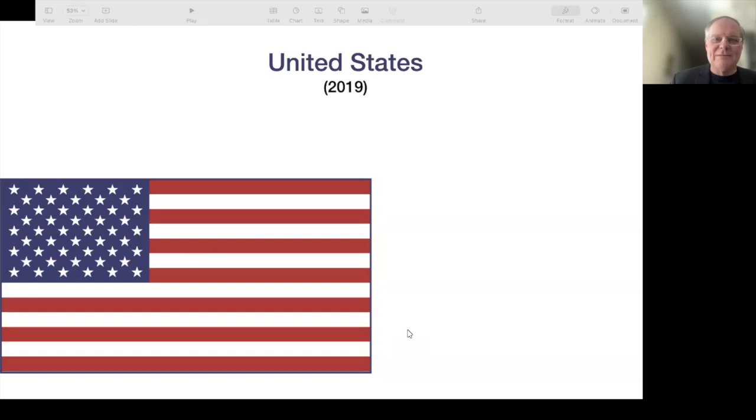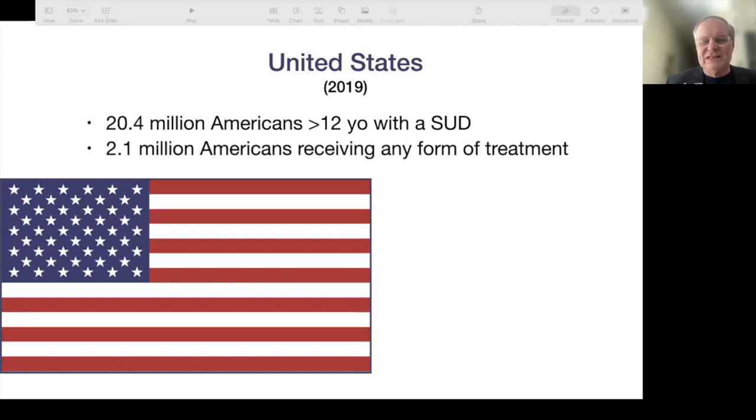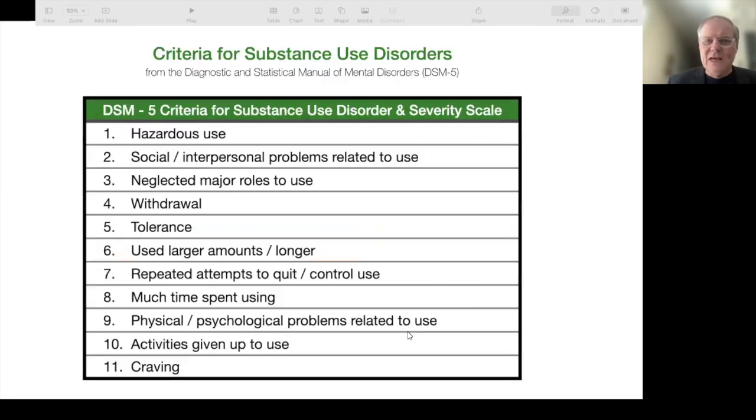And when we look at substance use disorders, we have about 20 million Americans over the age of 12 each year that have been diagnosed with an SUD. About 10% of those actually receive any form of treatment. And as you've heard me say earlier, the overdoses are about 107,000, 108,000, and it actually got to 109,000 in 2023, the beginning of this year.